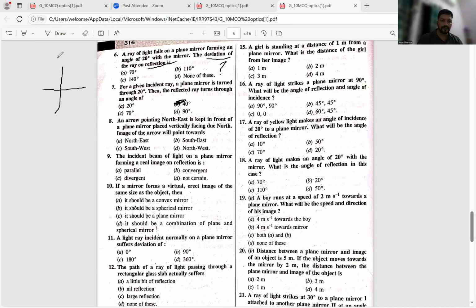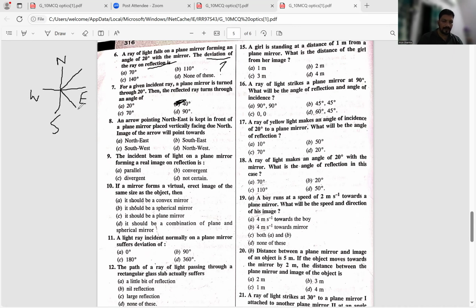This is your north, south, west, east. So this is your north and east. This point is north and east. And the plane mirror is vertically facing the north. The image arrow will be pointing towards which point? Then you will get the point south and east.